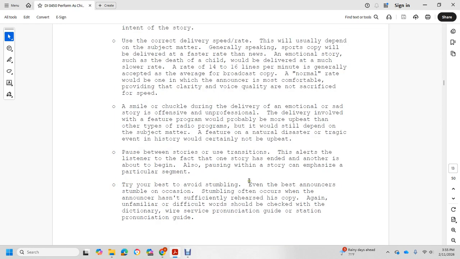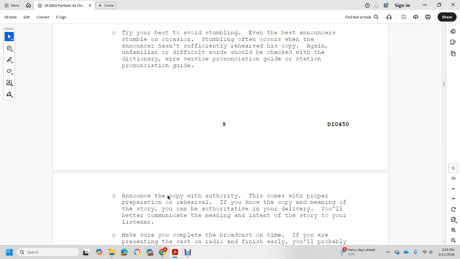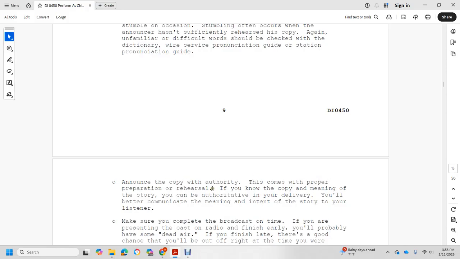Try your best to avoid stumbling. Even the best announcers stumble on occasion. Stumbling often occurs when the announcer hasn't sufficiently rehearsed his copy. Unfamiliar or difficult words should be checked in the dictionary, the service pronunciation guide, or the station pronunciation guide. Announcing the copy with authority comes from proper preparation and rehearsal.